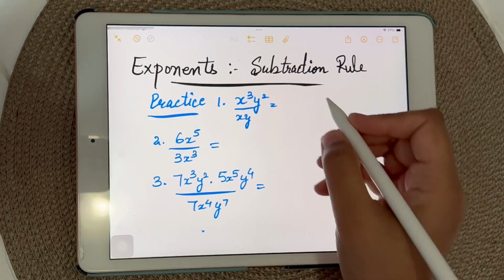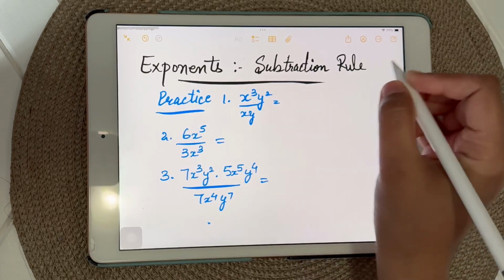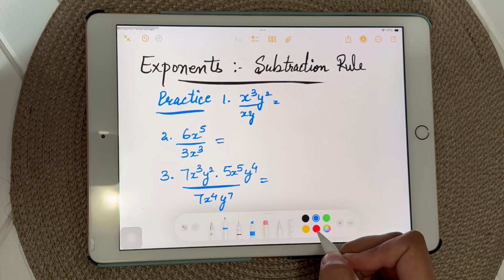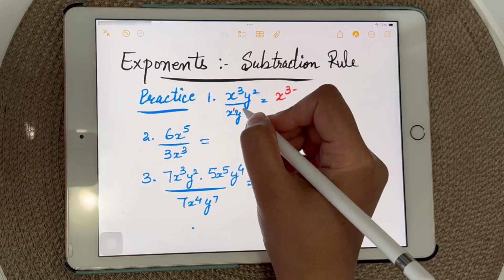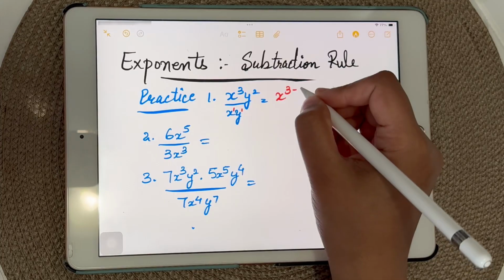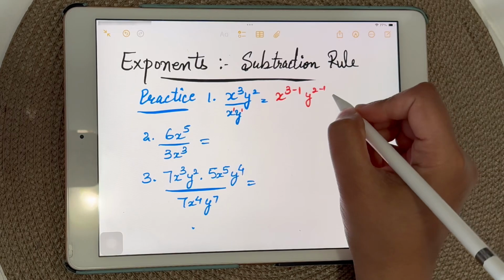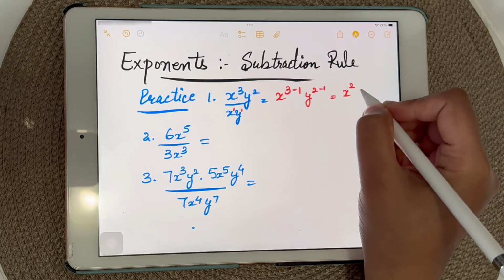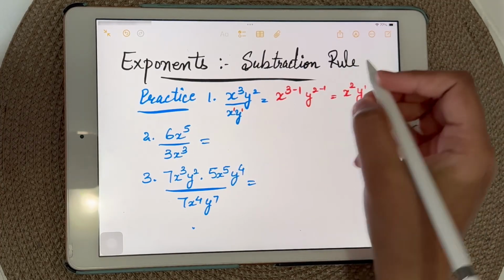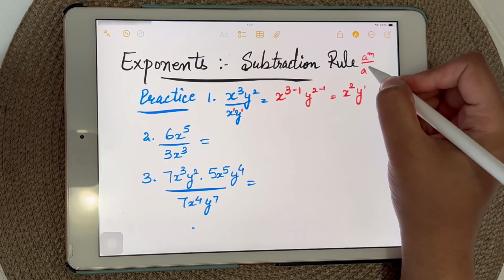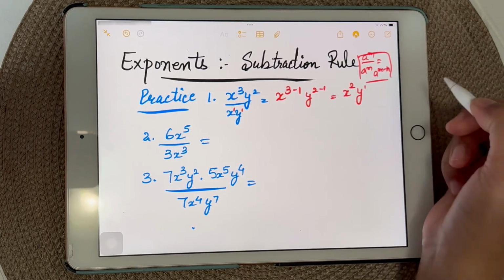Now let's move on to our practice session. Here we have 3 examples. So let's start with our first example, that is x raised to power 3 y raised to power 2 upon x into y. x raised to power 3 minus, assume x raised to power 1 here and y raised to power 1 here. x raised to power 3 minus 1 and y raised to power 2 minus 1. This equals x raised to power 2, y raised to power 1. Here we have the exponent rule or subtraction rule, that is a raised to power m upon a raised to power n equals a raised to power m minus n.